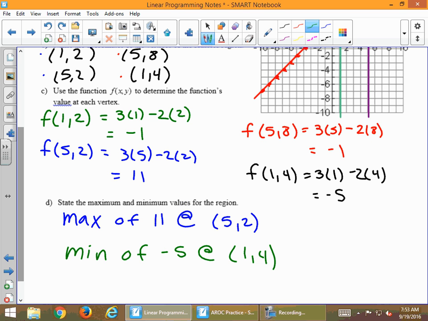Yes. If you didn't have the -5, what would you write if you just had like two of the same minimum values? Good question. You would just say there's a min of -1 at both. They both give you the minimum. Good question. Any other questions?